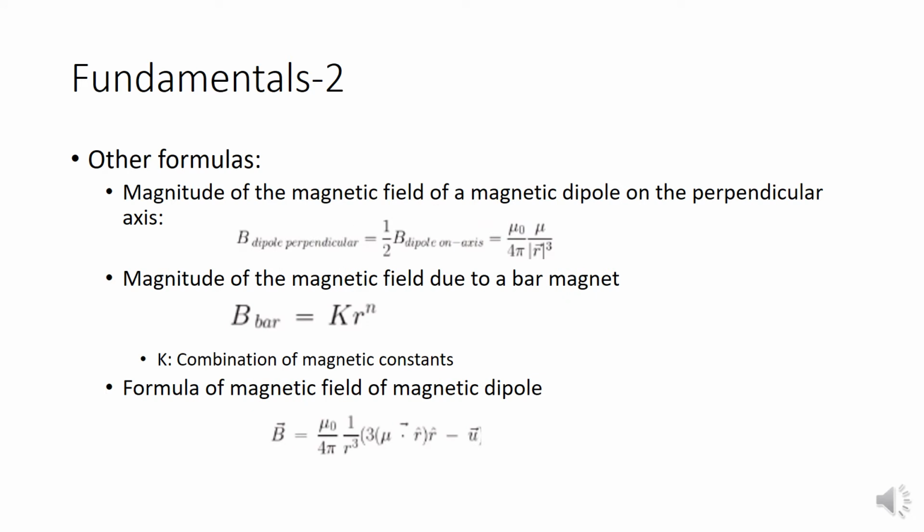The other formulas that we use are the magnitude of the magnetic field of a magnetic dipole moment on the perpendicular axis, and the magnitude of the magnetic field due to a bar magnet, the formula of the magnetic field of a magnetic dipole.